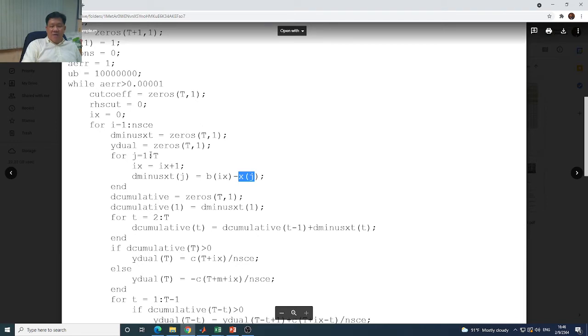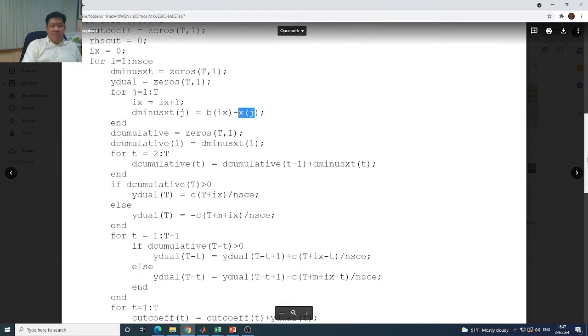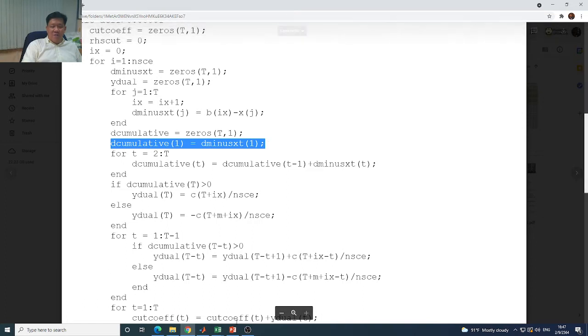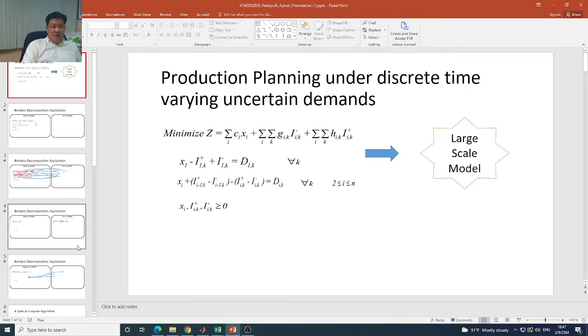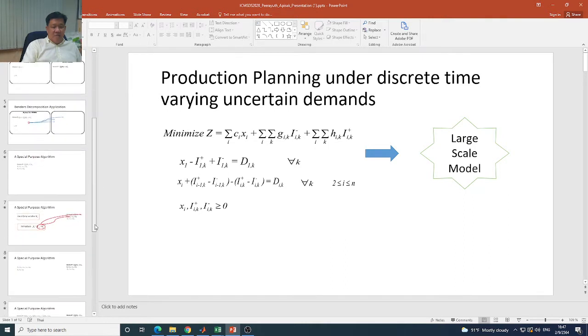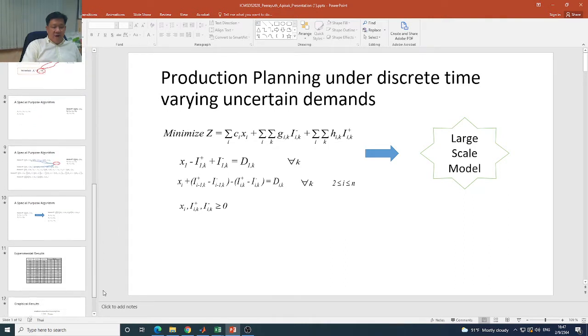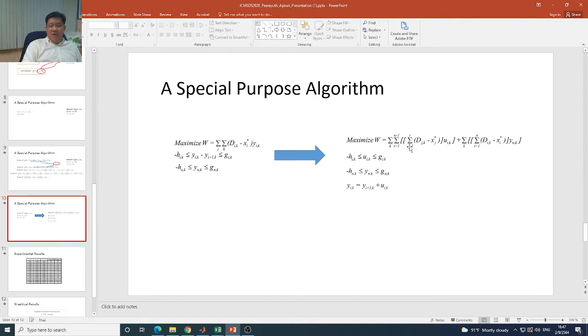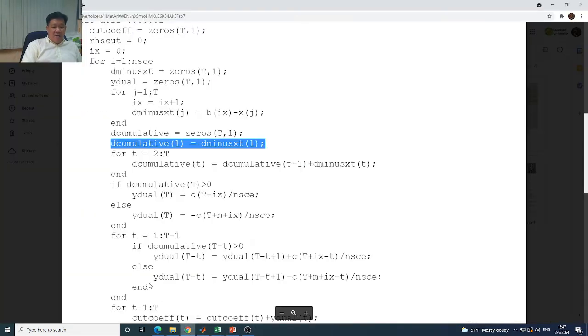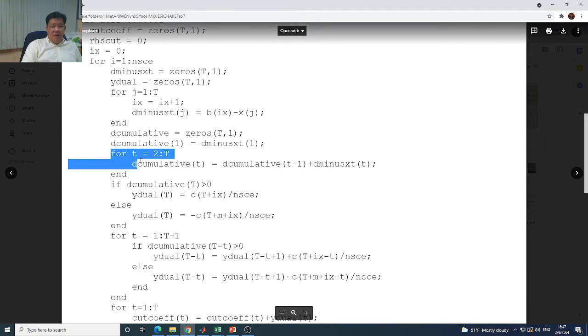After you get it for scenario i, you start computing the cumulative. If you remember, we need to compute the cumulative value because of the procedure, the resulting formula that you found in here. Remember this? You need to find the cumulative of the difference between the right hand side, which is now dik, with x star i. So this is the part that starts computing the cumulative value.